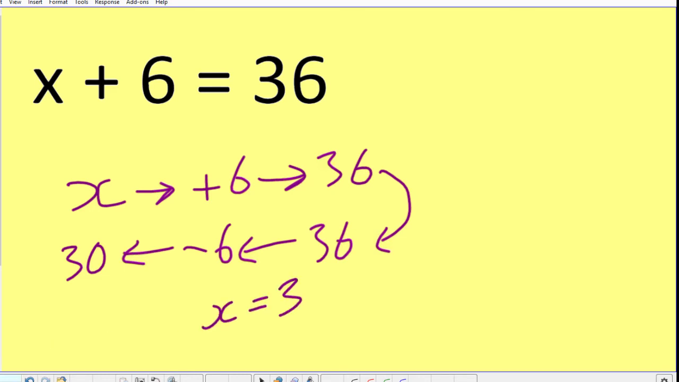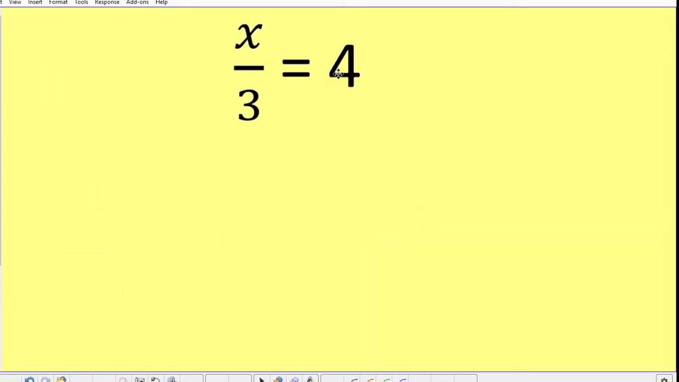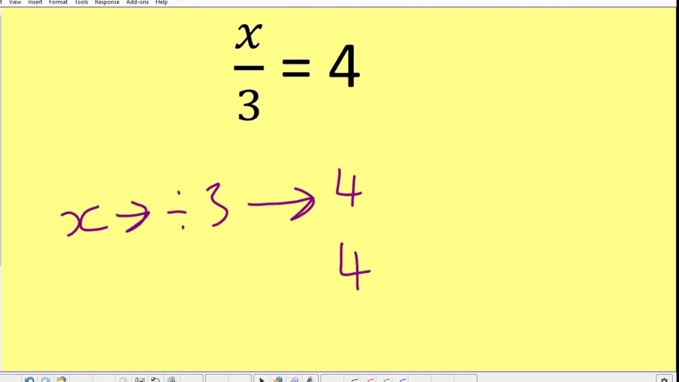And we can use this for any equation, no matter how complicated, any linear equation we can use it for. Okay, so here we've got another one. We might be a bit more confused because it's got a fraction or a divide in it. But again, we start with X arrow. We have to know what this means. We know this means divide by 3. And that gives us 4. Okay, going backwards. Got the output, which is 4. We do the opposite, which is times 3. And that's going to give us 4 times 3, which is 12. So X is equal to 12.